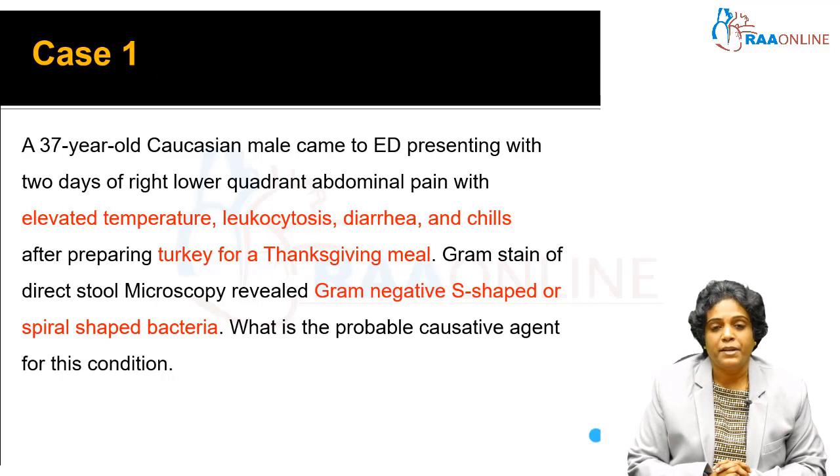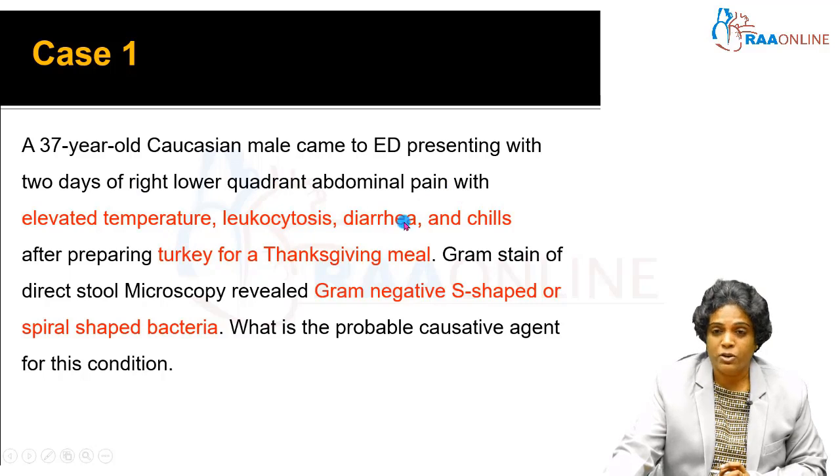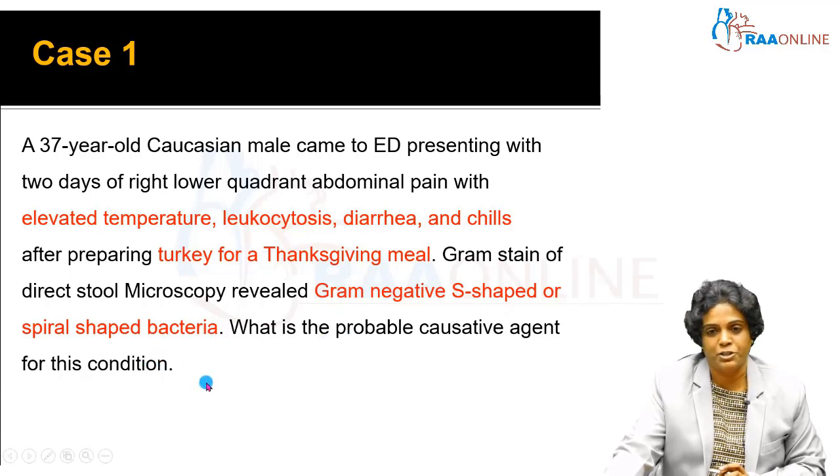Here a 37-year-old Caucasian male came to the emergency department presenting with 2 days of right lower quadrant abdominal pain with elevated temperature, leukocytosis, diarrhea and chills after preparing turkey for a Thanksgiving meal. Gram stain of direct stool microscopy revealed gram-negative S-shaped or spiral-shaped bacteria. So what is the probable causative agent for this condition?